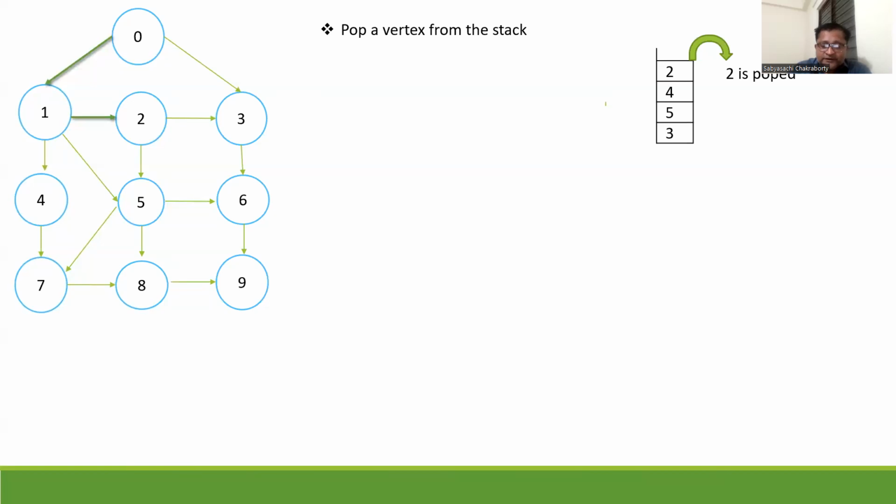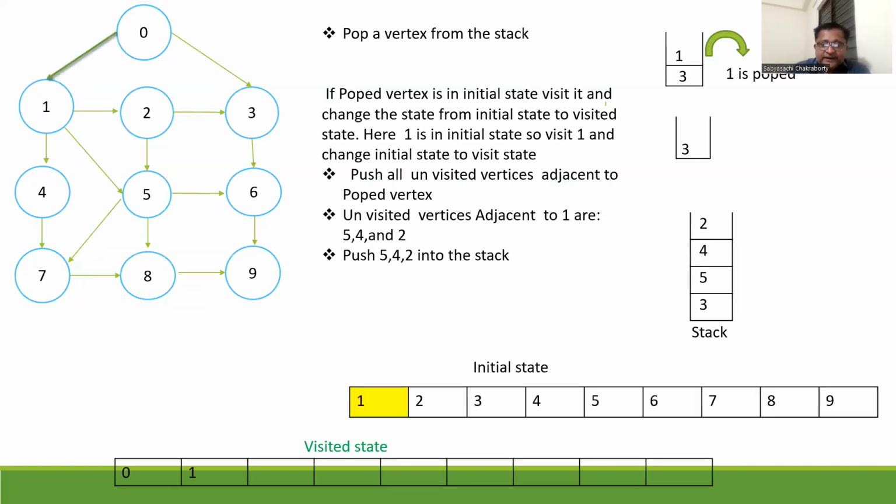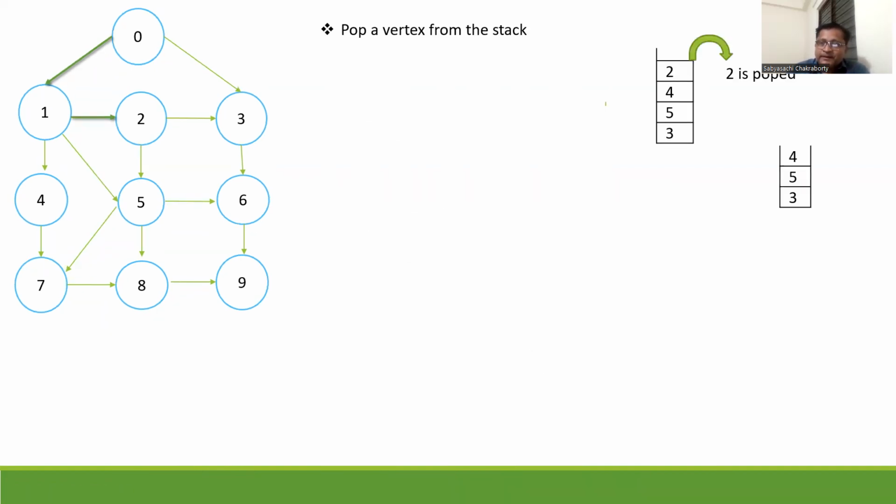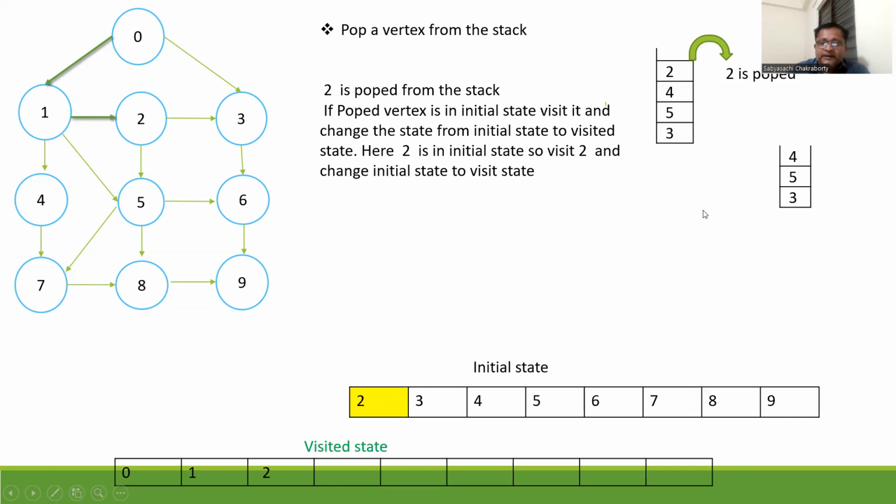2 can be popped out because so far we don't have 2 visited. 2 is so far not visited. It is not in the visited list. It is very much in the initial state. So 2 can be popped out. There is no restriction on 2. So after 2 is popped out, the stack is left with 4, 5, and 3, and 2 will be explored.